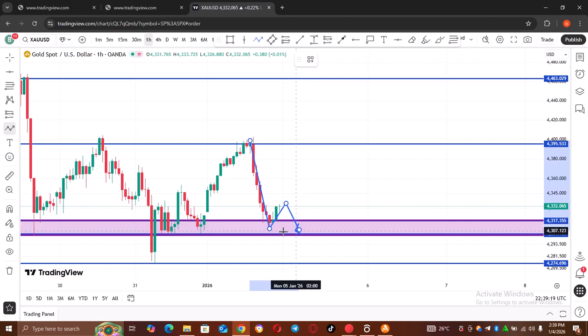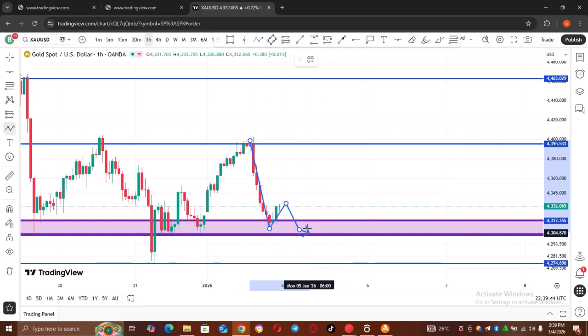After retesting the zone, we are now seeing a double bottom, first bottom, second bottom. If you see this double bottom, which is a potential reversal pattern formed at the support like this, it's only giving you a hint, information that the market is about to reverse. It does not confirm the reversal yet. So you still have to wait until you get your final confirmation.